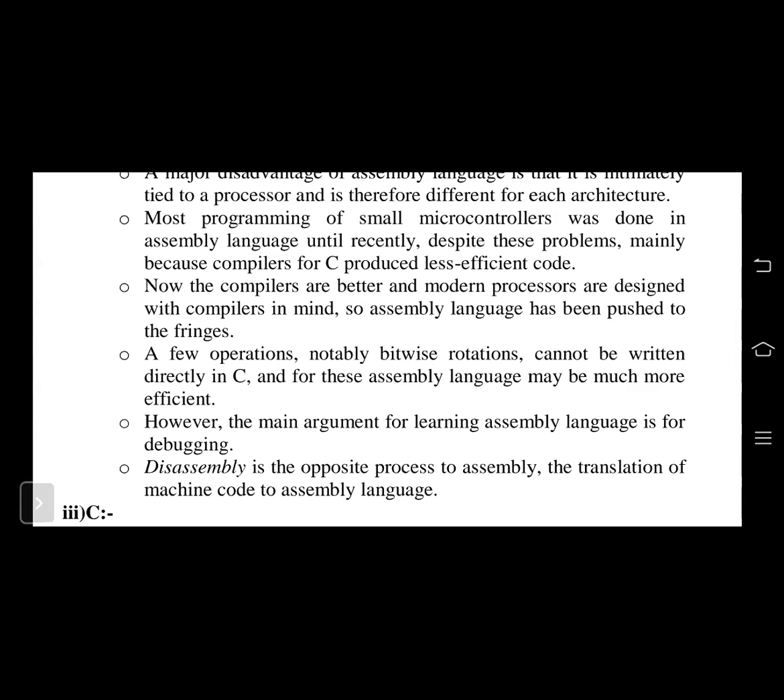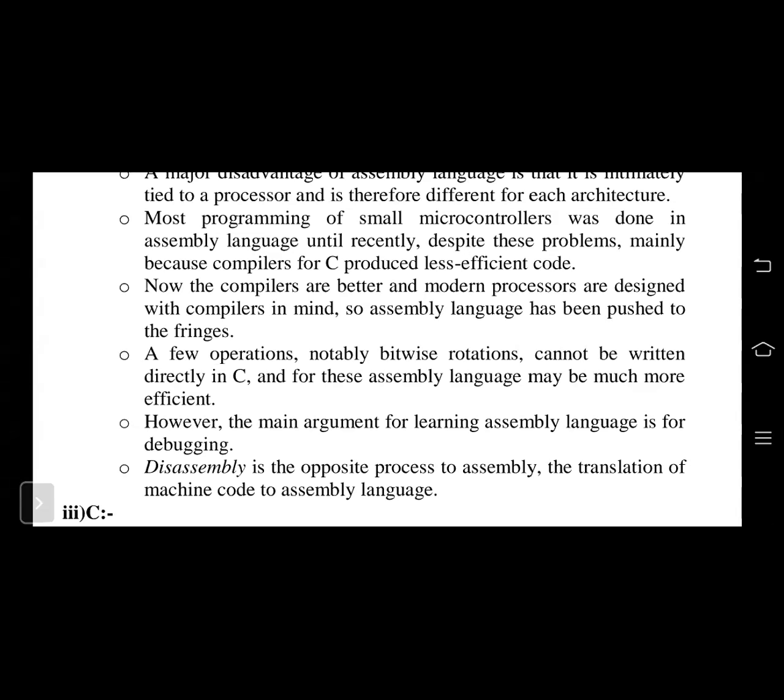Now a few operations, notably bitwise rotation. What this bitwise rotation is, you will come to know as we proceed in the further chapters. Bitwise rotation means what? At a single time you keep on shifting one bit. That is bitwise rotation, and it cannot be written directly in C. So for these kinds of things, shifting of bits, which cannot be done in C, assembly language may be much more efficient. Whenever you want to perform such operations, assembly will be more efficient.